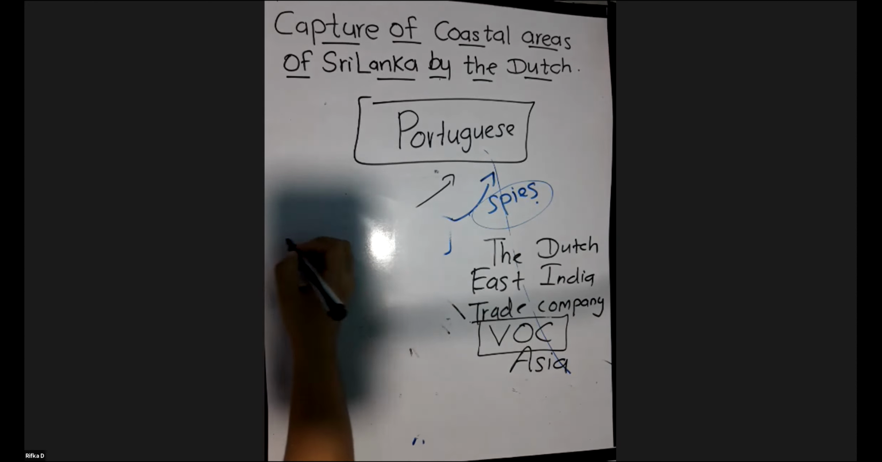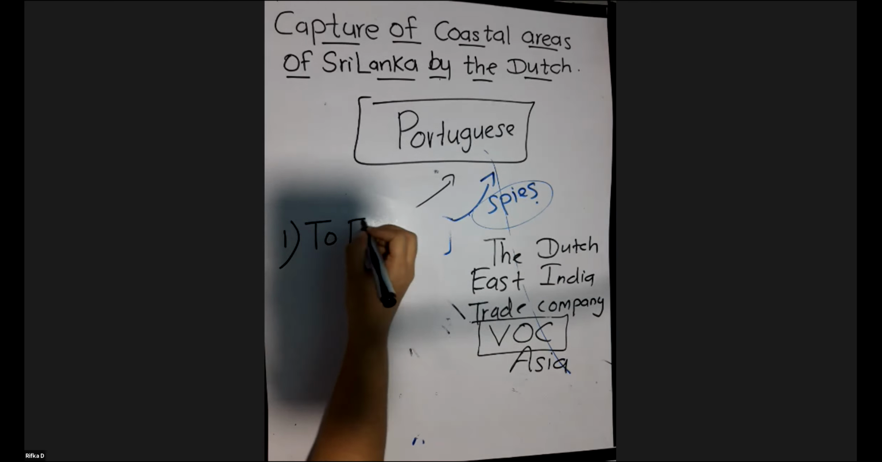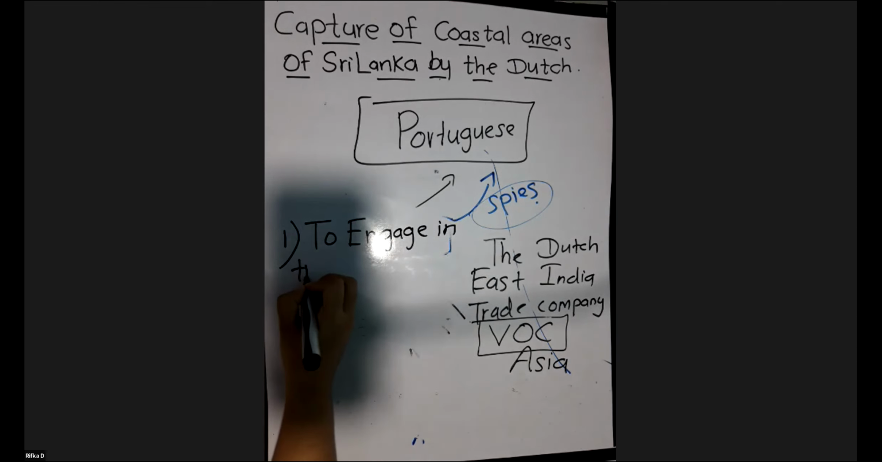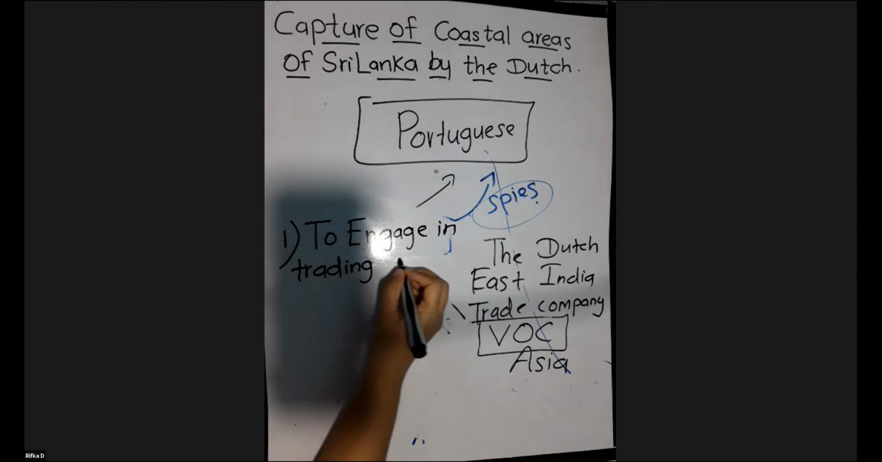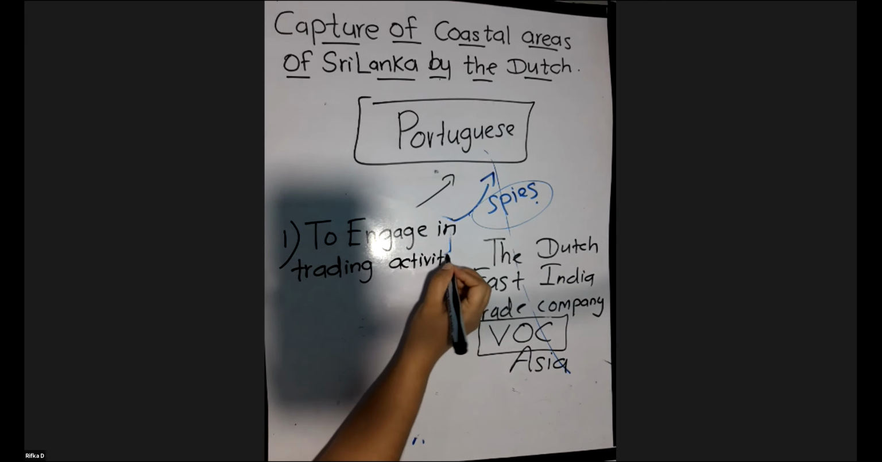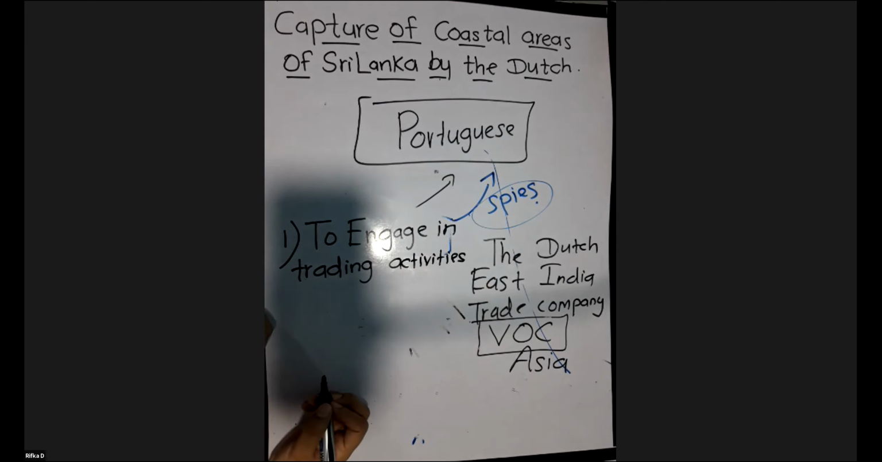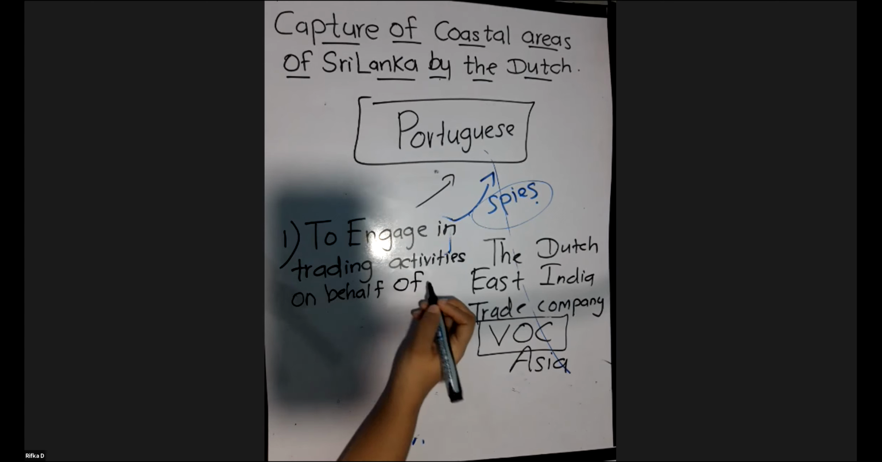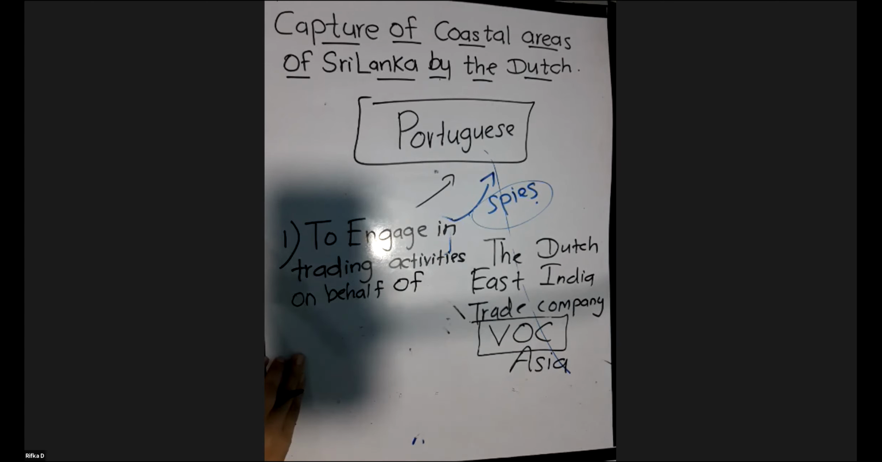The Dutch East India Trade Company had the power to engage in trading activities. On behalf of whom, children? On behalf of which government?